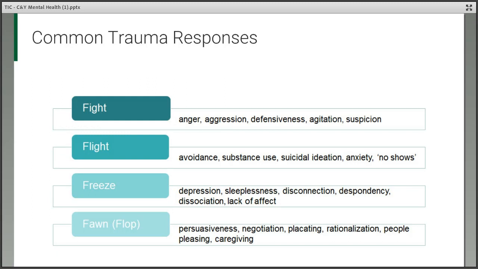But dissociation is really a technique that people use to separate themselves, to create a buffer between themselves and a situation that may be distressing or may be triggering trauma.